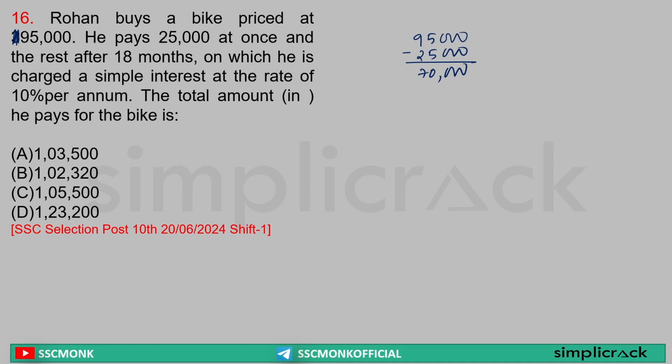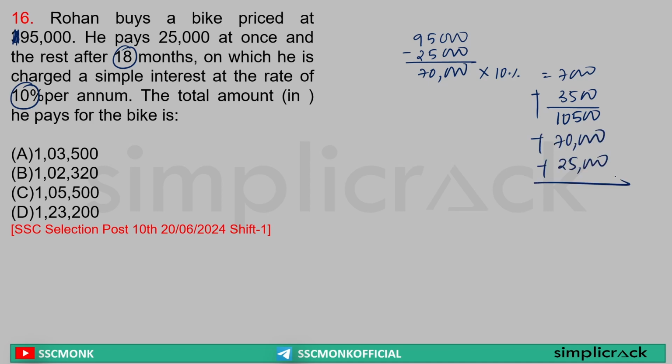Now see, 70,000, 10% interest for 18 months. That means 1.5 years. Sir, 1.5 years means first year 10%, which is equal to 7,000, plus second year half year, that means 5%. 70,000 of 5% is equal to 3,500. So total interest 10,500 plus 70,000 principal plus he paid 25,000 in advance. So total amount he paid is equal to 1,05,000. It has asked what is the total amount he pays for the bike. That is equal to 1,05,500. Here I have missed 500. That is equal to option C. Clear? So it will be 95,000, not 3,95,000.